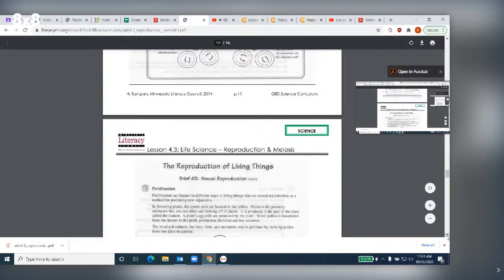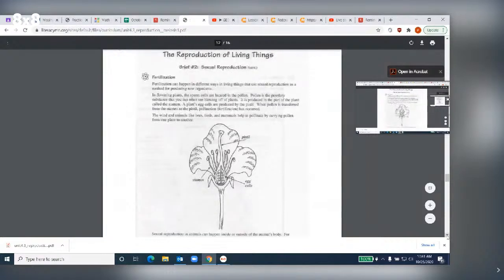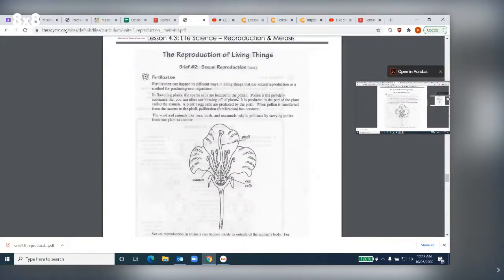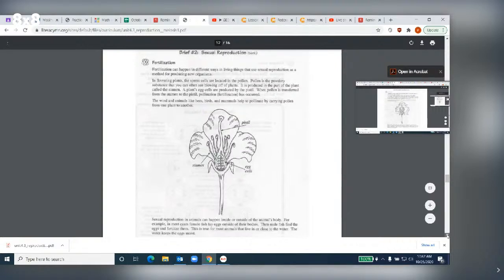The wind and animals like bees, birds, mammals help to pollinate by carrying pollen from one plant to another. Okay, so that pollen can blow off one plant and go to another. Sometimes bees can carry it, things like that. So you can see here is a diagram of plants. So it says the sperm cells are located in the pollen. Pollen is a powdery substance you can also see blowing off plants. Okay. You can see the egg cells, the stamen, the pistil. Those are just the reproductive organs of a plant.